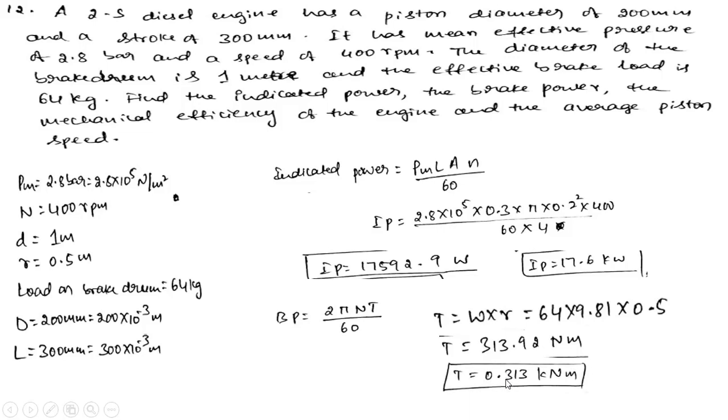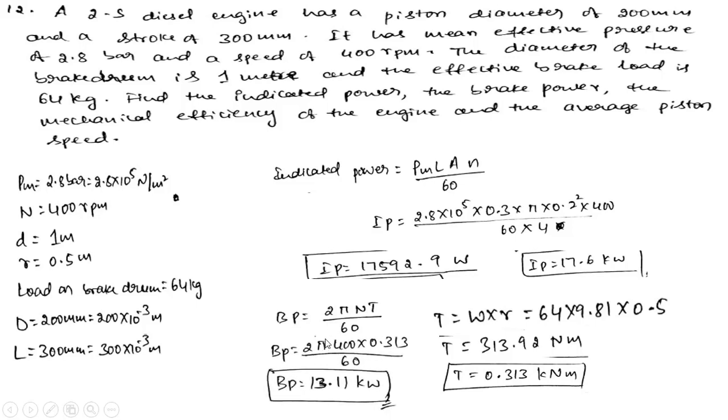Next we will substitute all the values in terms of kilonewton. It is 0.313 kilonewton meter. Substitute this torque value in this formula. BP is 2 pi N, where N is 400, and the torque value is 0.313 kilonewton meter, divided by 60. You will get that BP as 13.11 kilowatt. You got the IP here, you got the BP here.